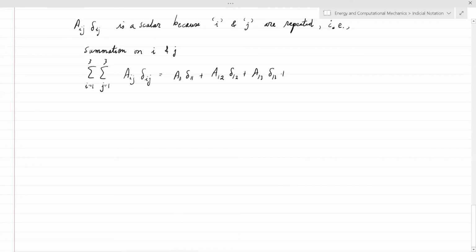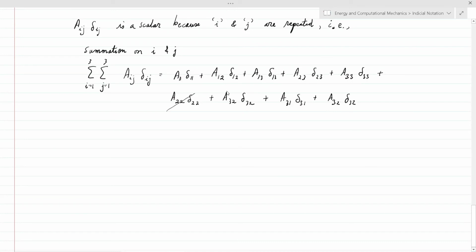So if I were to expand that, I can do it very quickly. You can see that here. I have some double summation over i and j. And you can see here that when I expand this, I get A11 del 11 plus A12 del 12 plus A13 del 13 plus A23 del 23 plus blah. And you can continue on.